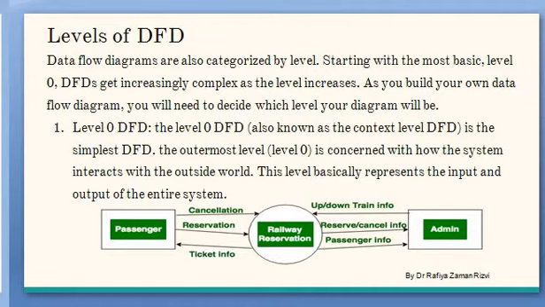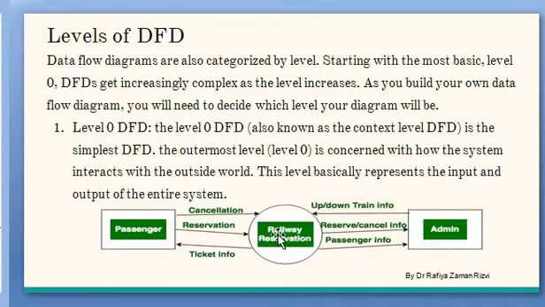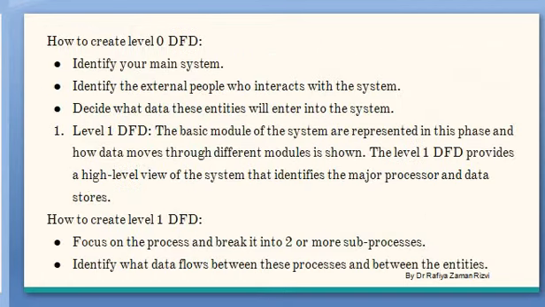Yes, ma'am. Next we see how we can create a level 0 DFD, okay. So firstly, identify your main system. Like here it was the railway reservation system. Identify the external people who interact with the system. So here external people are the passenger and the admin. And finally, decide what data these entities will enter into the system, okay. So these are the 3 steps by following which you can construct a level 0 DFD. Clear? Now, secondly, we come to a level 1 DFD.